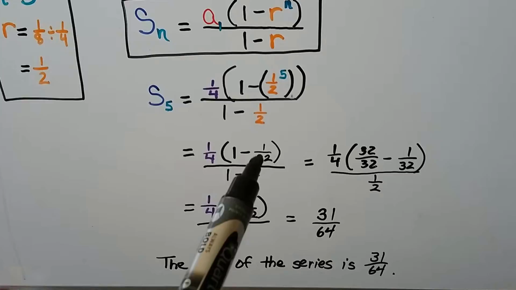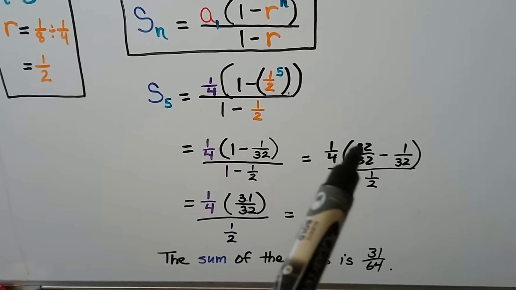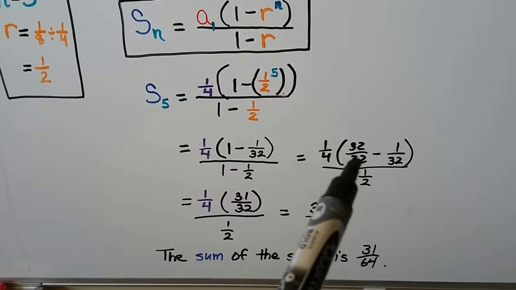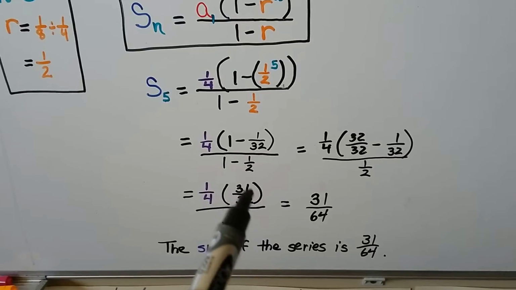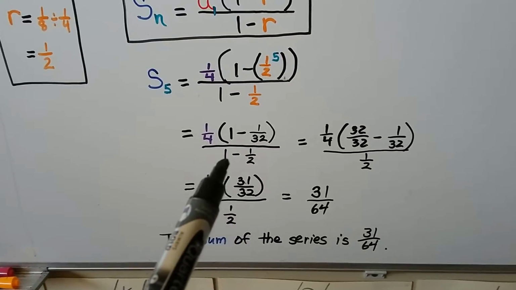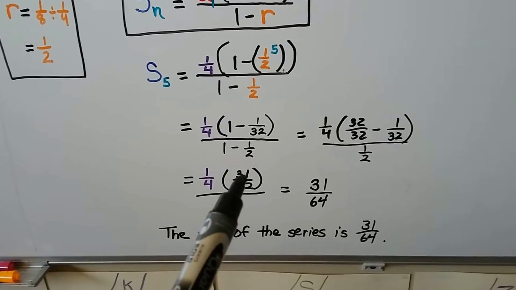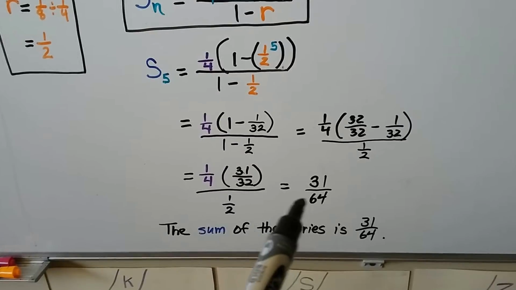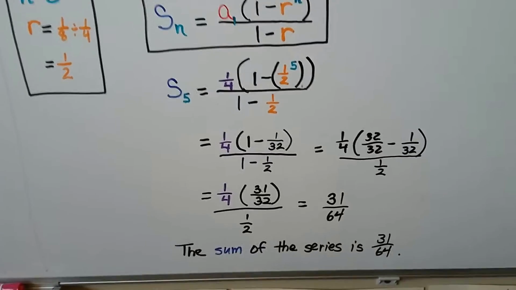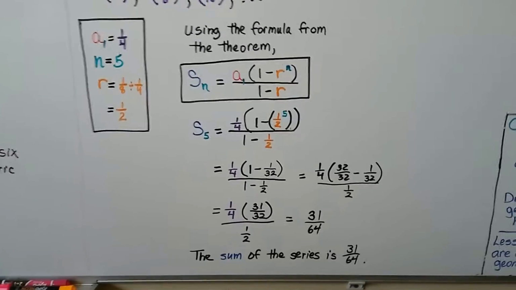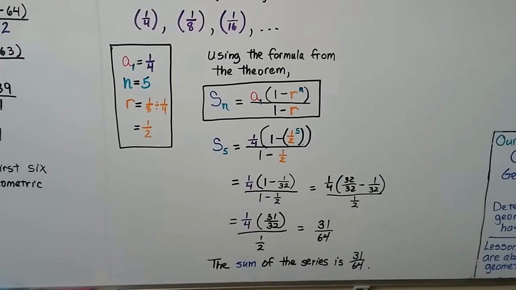Half to the 5th power is 1/32. We subtract 1 minus 1/32, so we could look at it as 32/32 minus 1/32. That's going to give us 31/32 inside the parentheses, isn't it? 1 minus a half is a half. We're going to multiply a fourth times this, and when we multiply it, we end up with 31/64ths. So the sum of the series is 31/64ths, see? Okay?